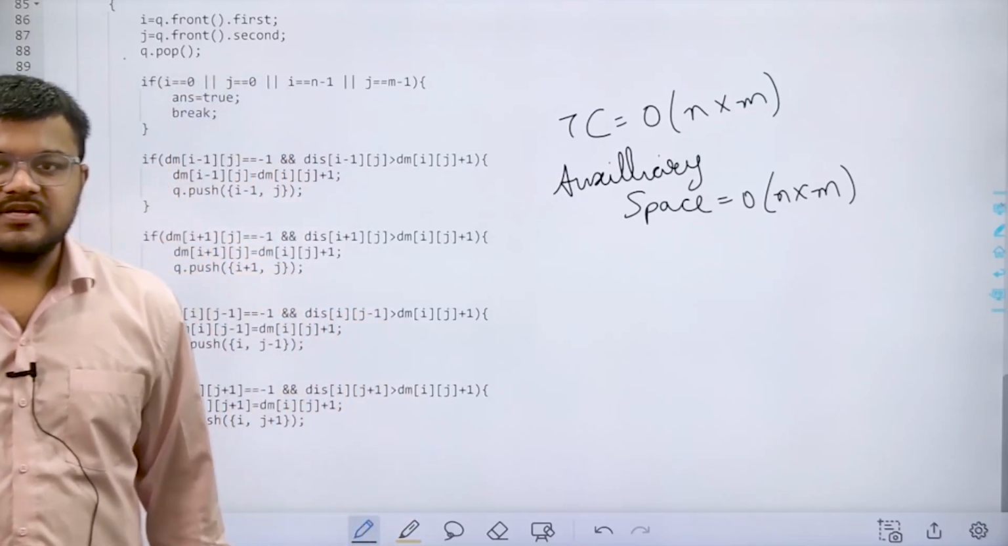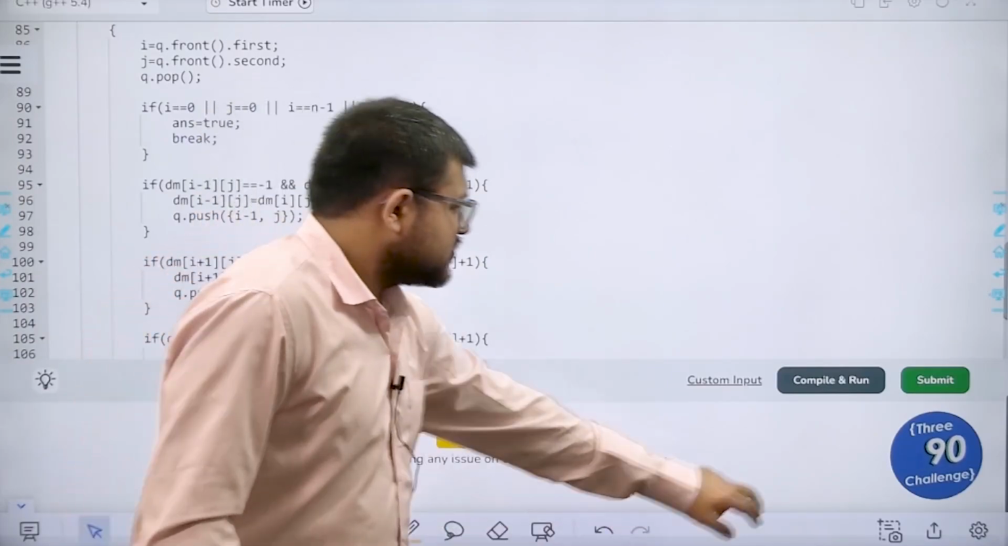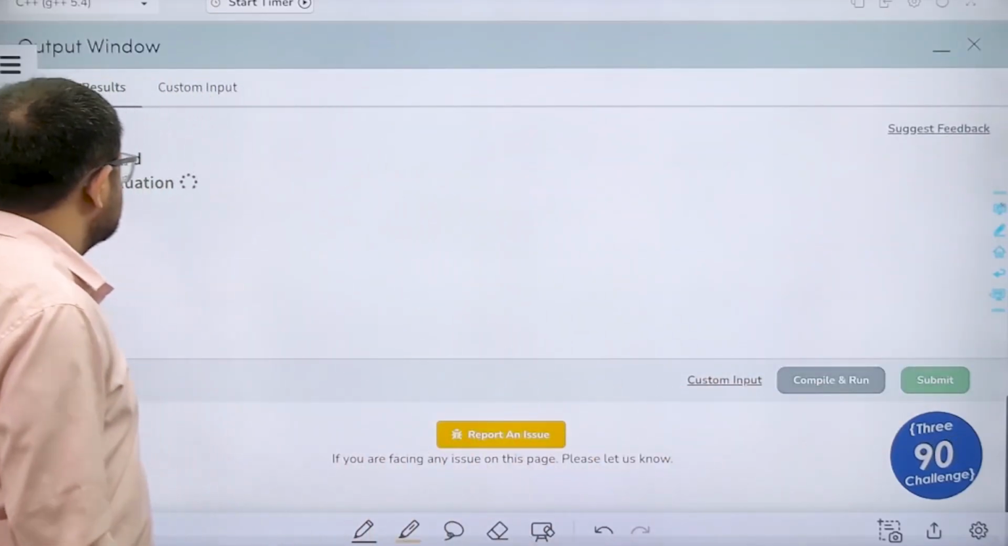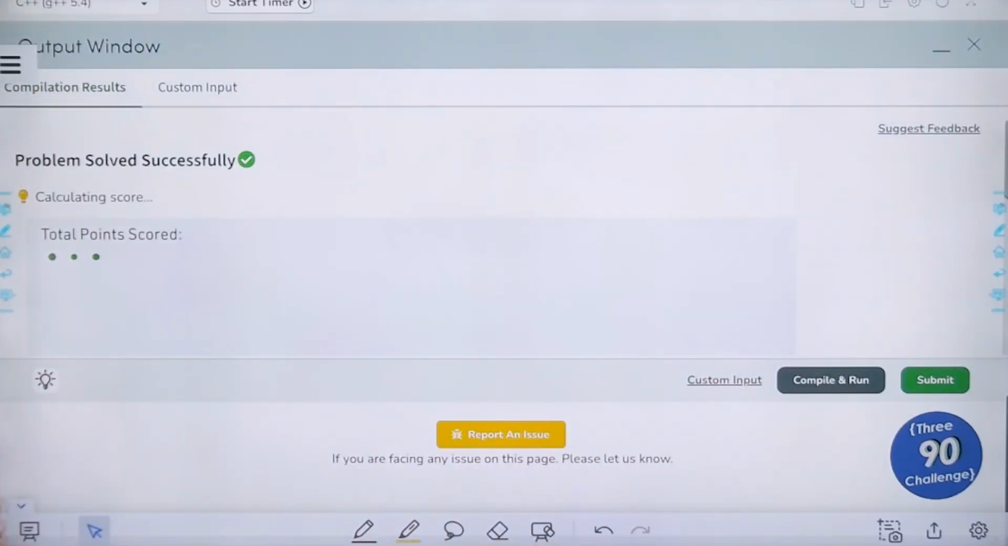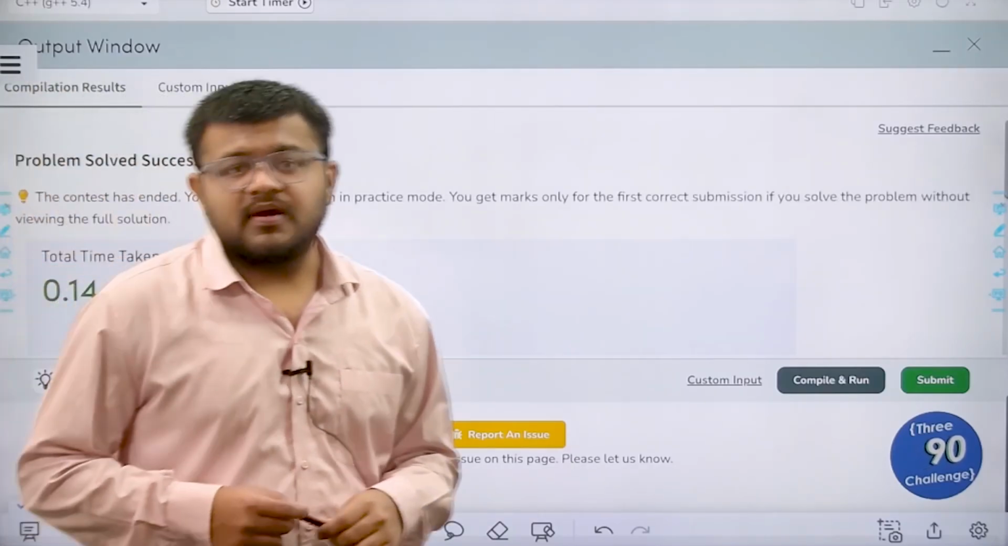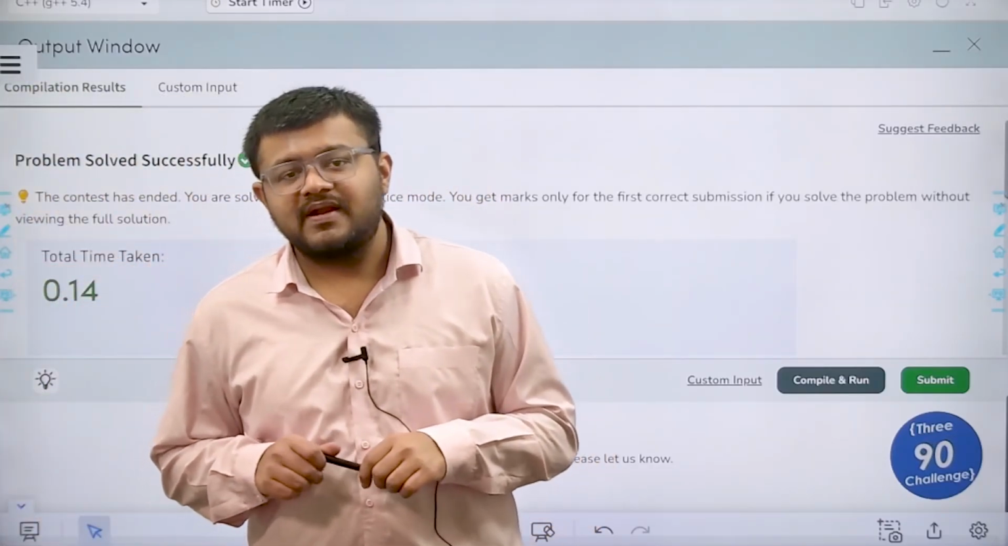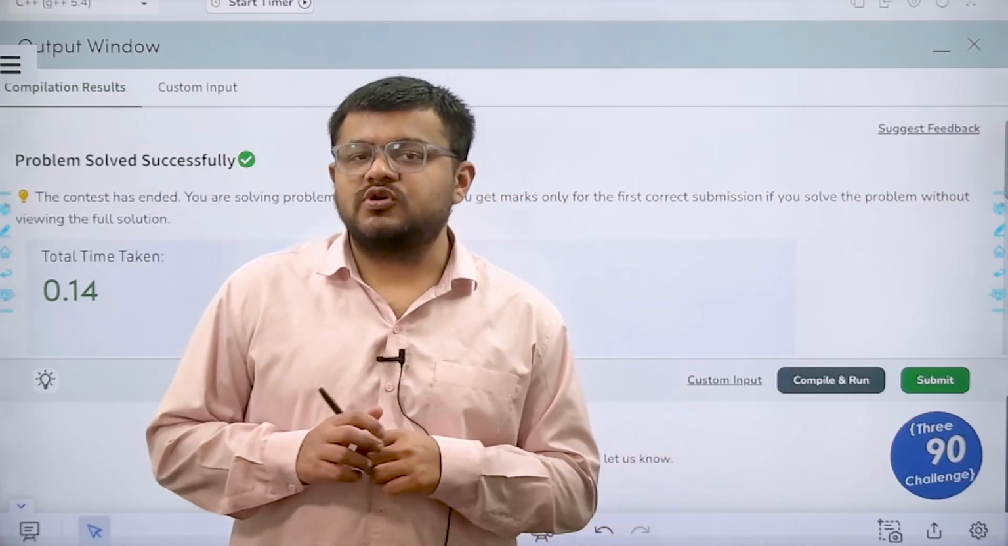Now let's submit this code. So let's submit it. Okay, so we have solved this question successfully. I hope you have understood the solution completely, and I hope you have understood all the 4 solutions very well.